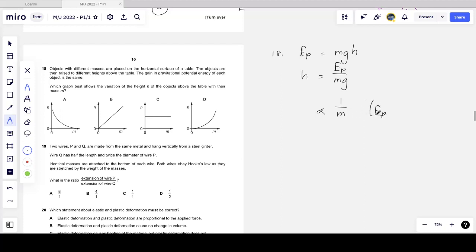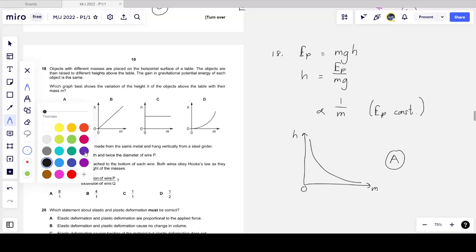Remember, this is because the gravitational potential energy we said was constant. This makes it easy to identify what the relationship is. That means if I were to draw a graph of H against M, I would get a hyperbola. And so this corresponds to option A. So you see the information that the potential energy is constant helps us find the relationship between the height above the table through which the object is moved and their mass, which normally wouldn't be related in this way.